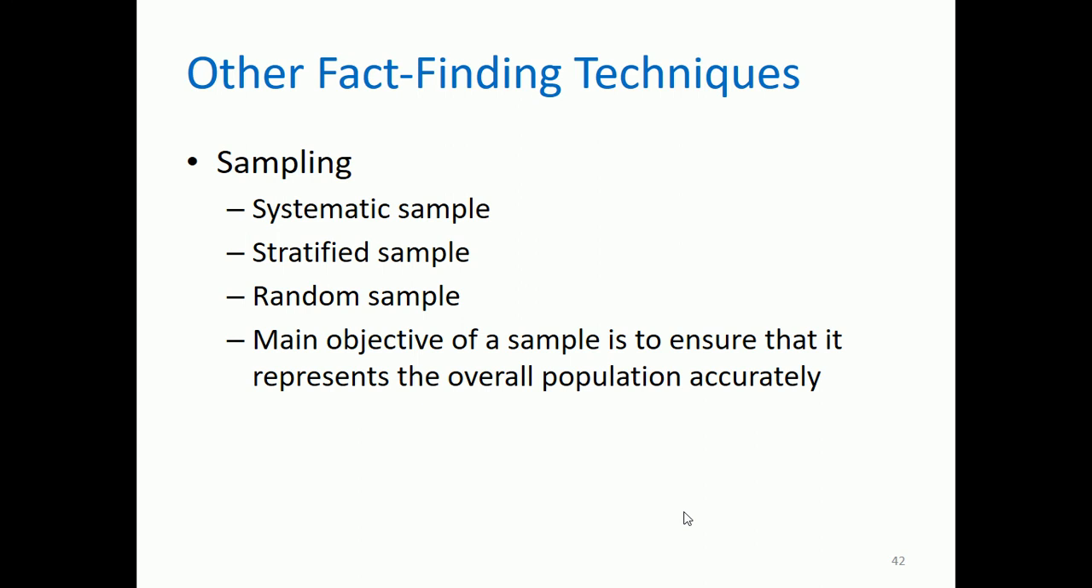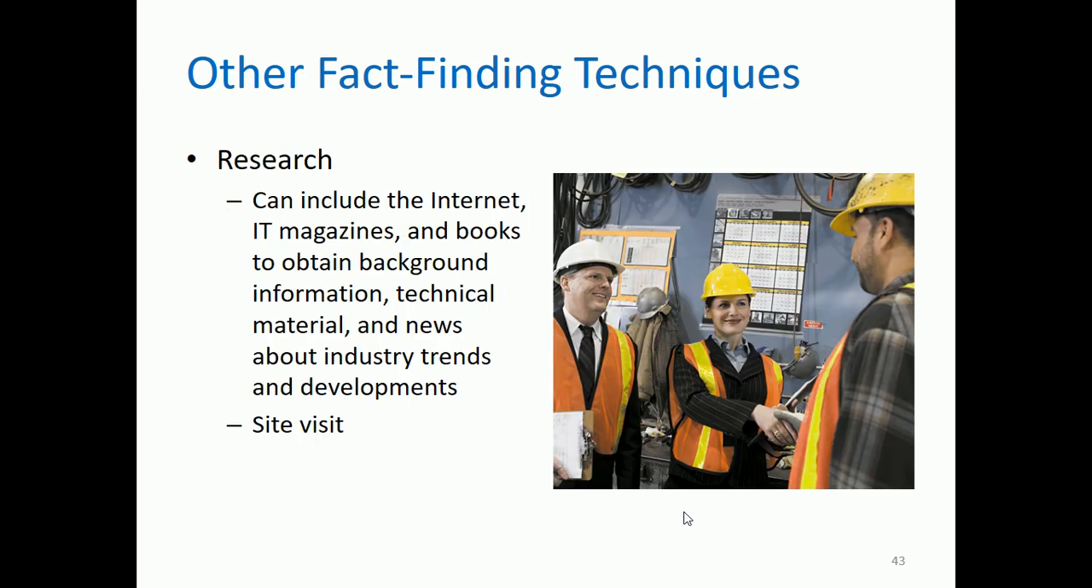And then we also have, of course, random sampling. In the word itself, you will select your respondents by random. So the main objective of a sample is to ensure that it represents the overall population accurately.